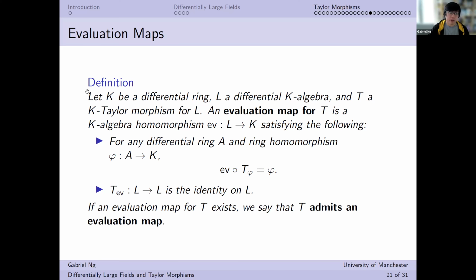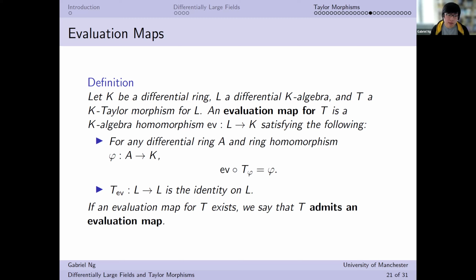So if we have K a differential ring, L a differential K-algebra, with T a K-Taylor morphism for L, an evaluation map for this Taylor morphism T is a K-algebra homomorphism, not necessarily non-differential, which we call EV, from L to K, satisfying, firstly, for any differential ring A and ring homomorphism phi from A to K, the composition of EV with the Taylor morphism of phi is phi. And secondly, the Taylor morphism of this evaluation is precisely the identity.